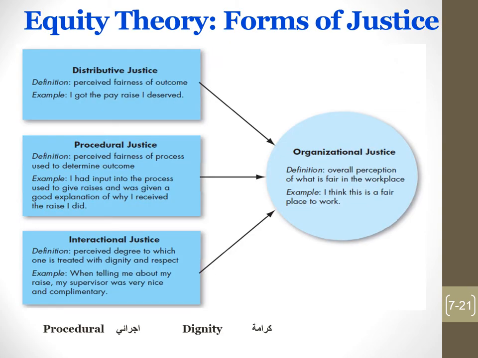Equity theory classifies justice into three forms: distributive justice, procedural justice, and interactional justice. Distributive justice is about money, the perceived fairness of the outcome. For example, I got the pay rate I deserved.